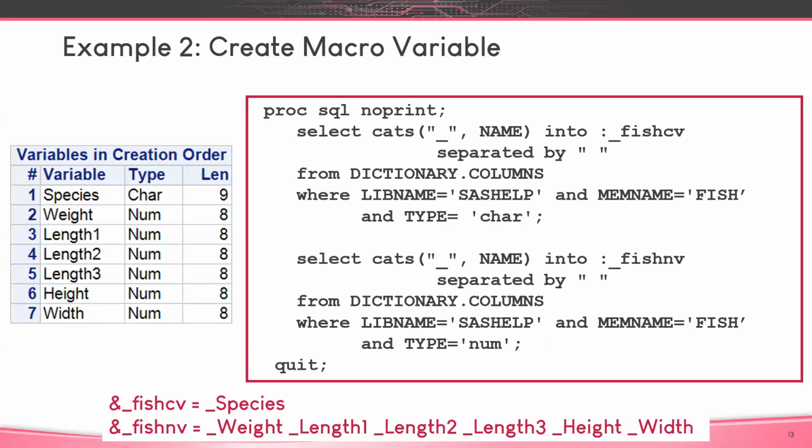I ended up with two macro variables, one for the characters, which is the species, and one for the numerics, which was the weight and the length and the height and the width. And I had the prefix of the underscore appended onto them.